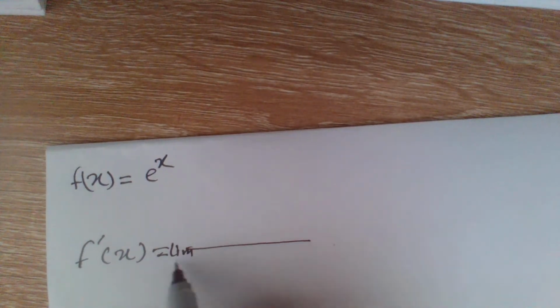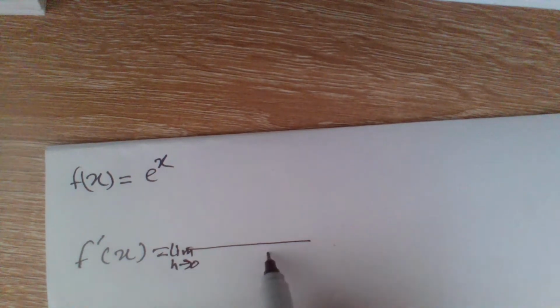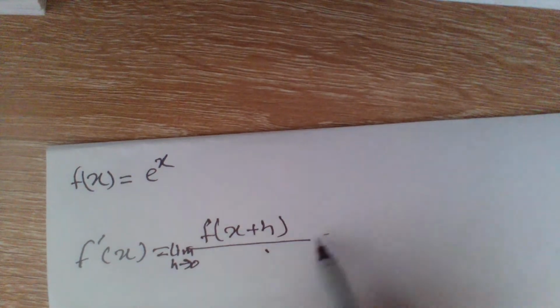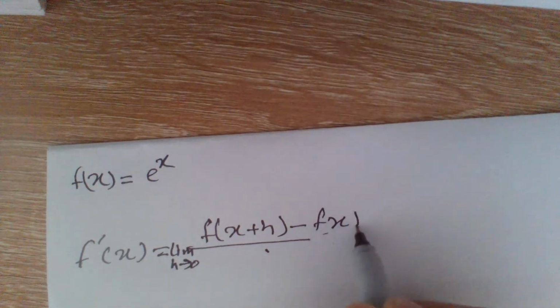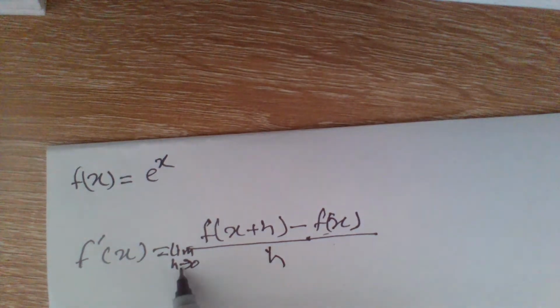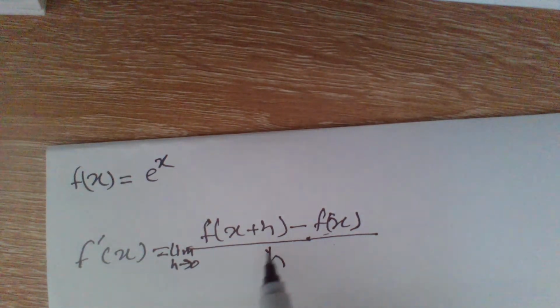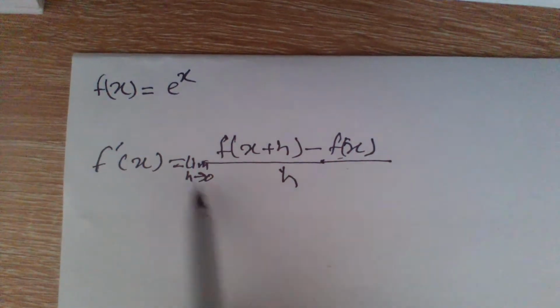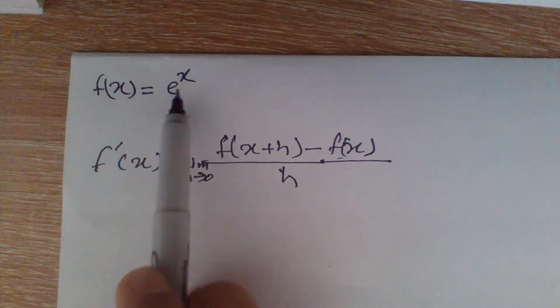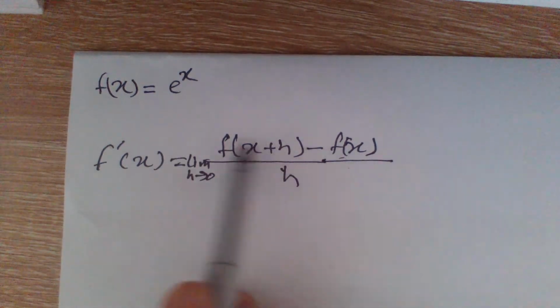the limit as h goes to 0 of f of x plus h minus f of x, over h, where h is the limit as h goes to 0. We use this formula to solve this equation. So we just take this equation and plug it into this one.